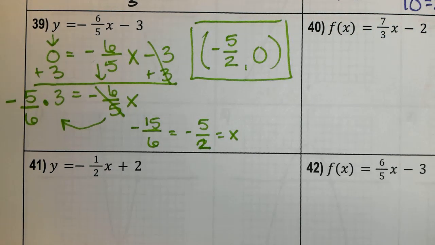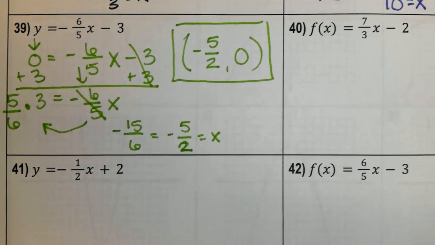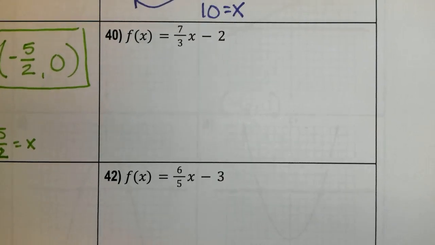So yeah, your fractions don't always divide to a nice whole number. Sometimes they reduce, sometimes they don't. It just depends on the fraction. That one did. Okay, 40.